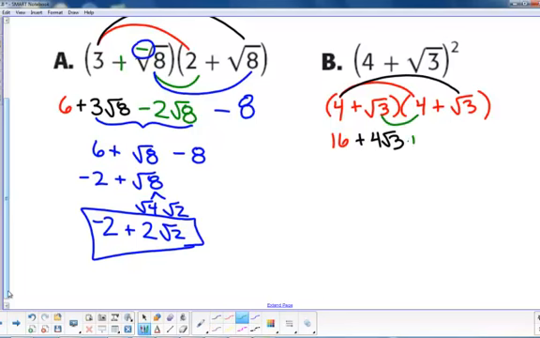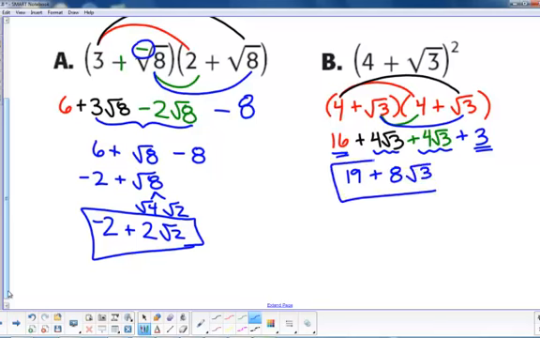Root 3 times 4, another 4 root 3. And root 3 times root 3 is root 9, which is just 3. So we have 16 plus 3 is 19, plus 4 root 3 and another 4 root 3 is 8 root 3. Root 3 is not simplifiable, so we're done.